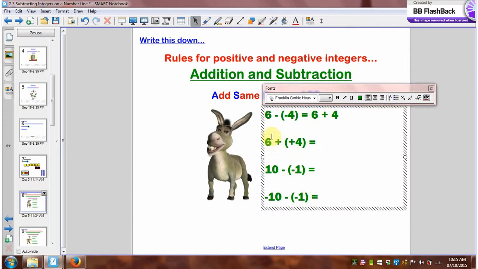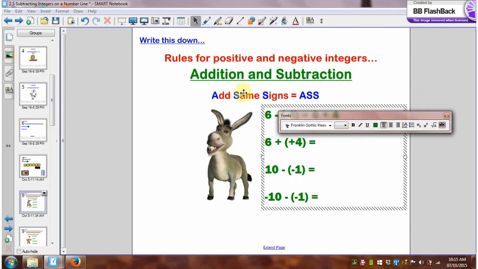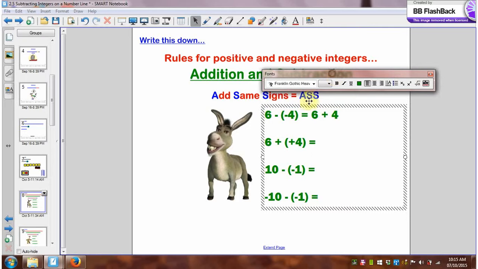Again here, 6. Okay, positive 6 plus a positive 4. You can make this easier. You can simplify this by remembering add same signs. So we bring over our 6, we have positive and positive. That can be made simpler by making it a positive 4. There we go.